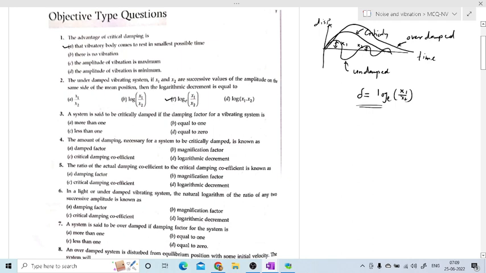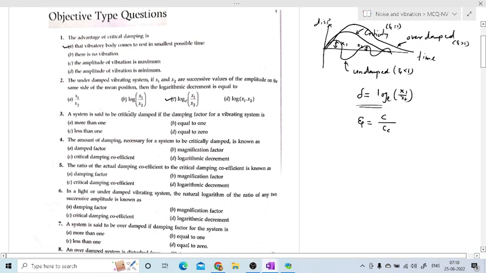Okay. Now next, a system is said to be critically damped if the damping factor for the system is. First we'll see what the damping factor is. Damping factor is nothing but the damping coefficient divided by the critical damping coefficient. This ratio gives the value of zeta, and zeta is the damping factor or damping ratio. When zeta is less than 1, the system is underdamped. When zeta is equal to 1, the system is critically damped, and when zeta is greater than 1, the system is overdamped. Okay, now just read the statement.